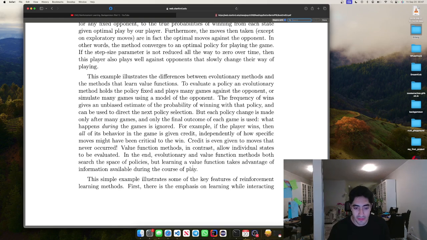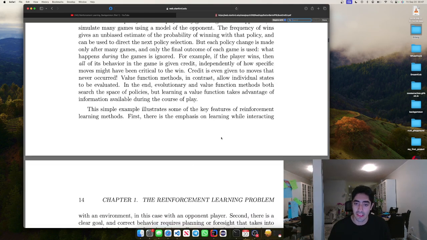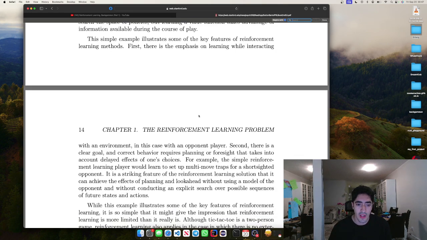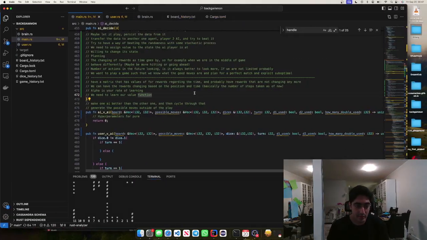This simple example illustrates some of the key features of reinforcement learning methods. First, there is the emphasis on learning while interacting with an environment, in this case with an opponent player. Second, there is a clear goal, and correct behavior requires planning or foresight that takes into account delayed effects of one's choices. I like the vocabulary here.